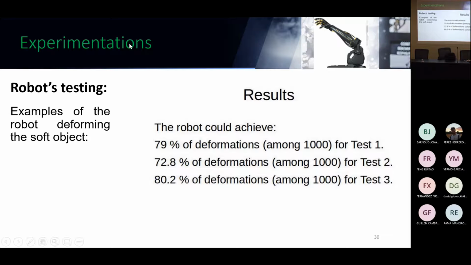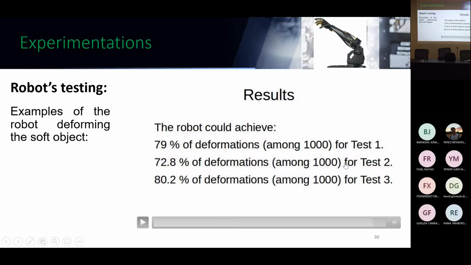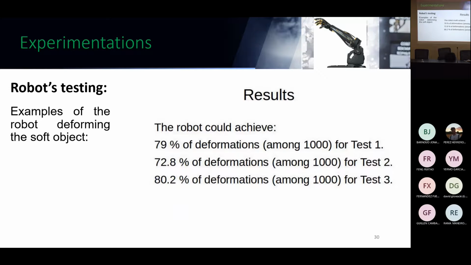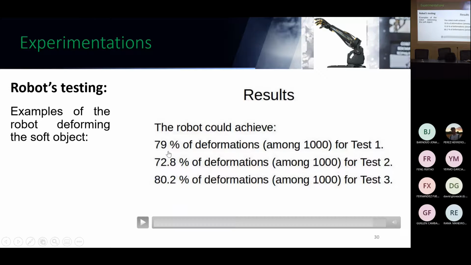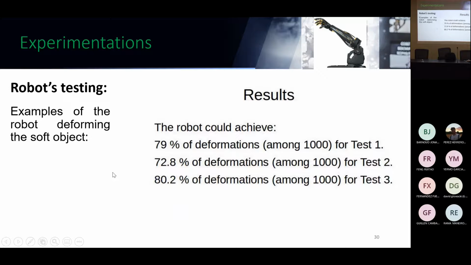So let's say that the results of those 3 tests is that in the first one, the robot was able to achieve almost 79% of the deformation. For the second one, about 73% of the deformation, and the last one, 80%.